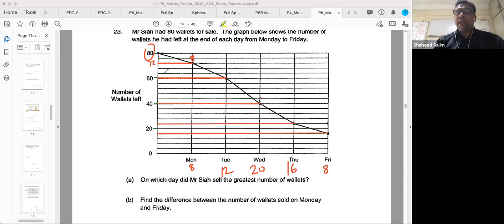Then on Tuesday, he got 60 wallets left. From 72 dropped to 60, means 72 minus 60 got 12. Or 4, 4, 4, 12. You get what I'm saying, Carissa? You understand? So Friday is only 8 only. Okay, don't take 80 minus how many? Let's say this one is 16. No. You got to calculate every day. So this one is Wednesday. Okay. Find the difference between the number of wallets sold on Monday and Friday. And the answer is 0 lah. Right? 0. The answer gives it yes, 0.